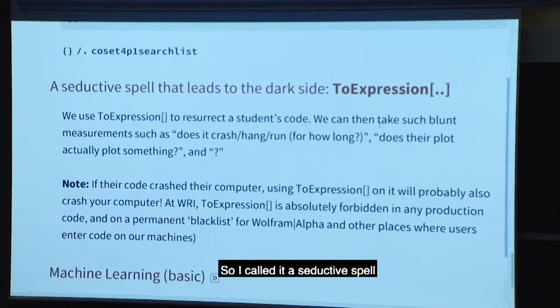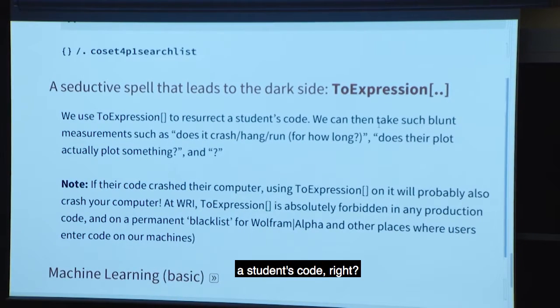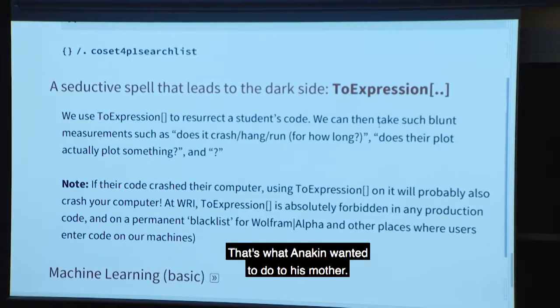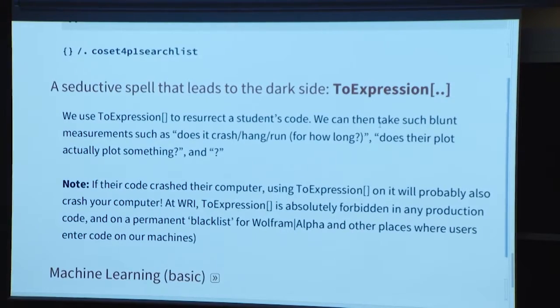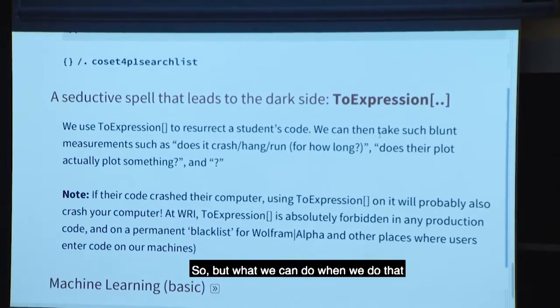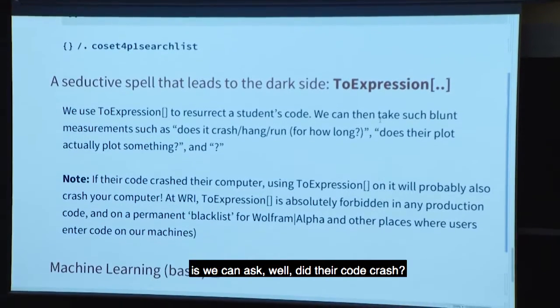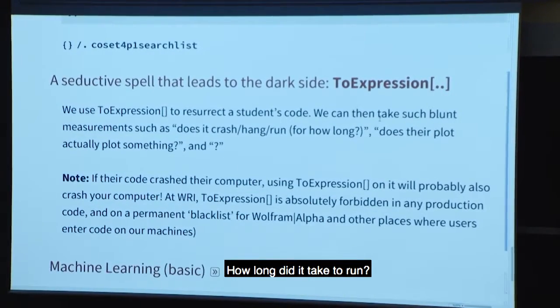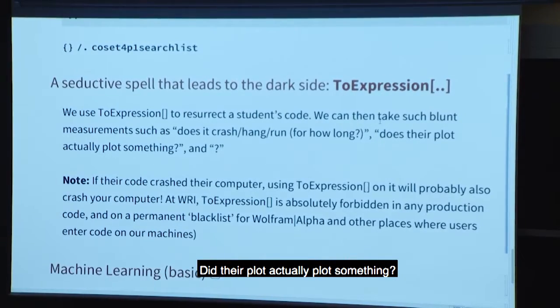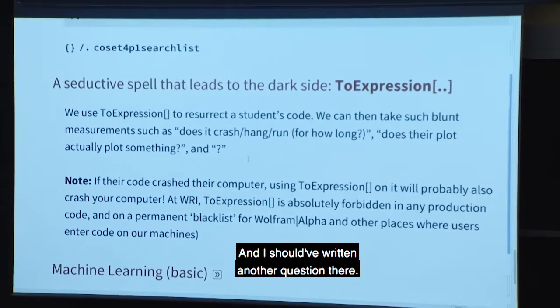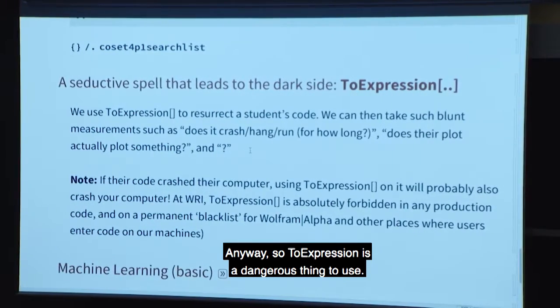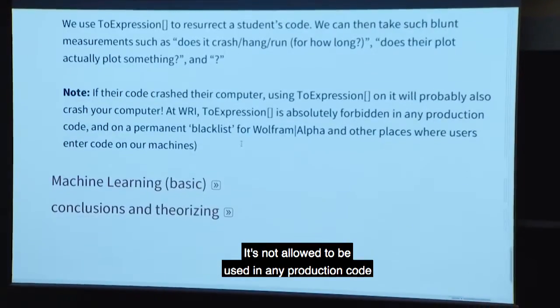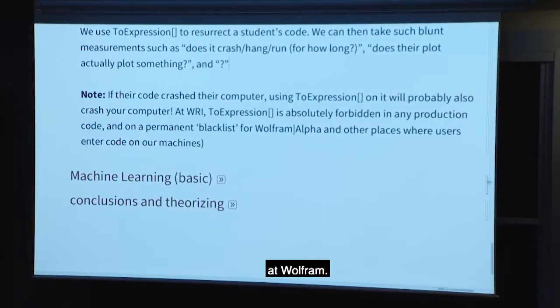I called it a seductive spell that leads to the dark side, because what it does is it resurrects a student's code, right? And that's what Anakin wanted to do to his mother. So that's why it leads to the dark side. But what we can do when we do that is ask, well, did their code crash? Did it hang? Did it run? How long did it take to run? Did their plot actually plot something? And I should have written another question there. I meant to ask something else. But anyway, ToExpression is a dangerous thing to use. It's not allowed to be used in any production code at Wolfram.